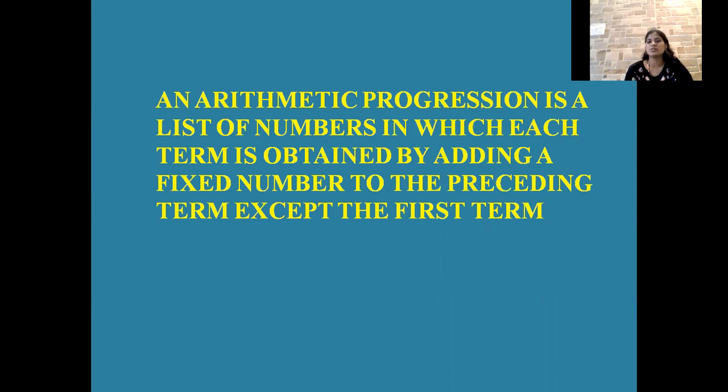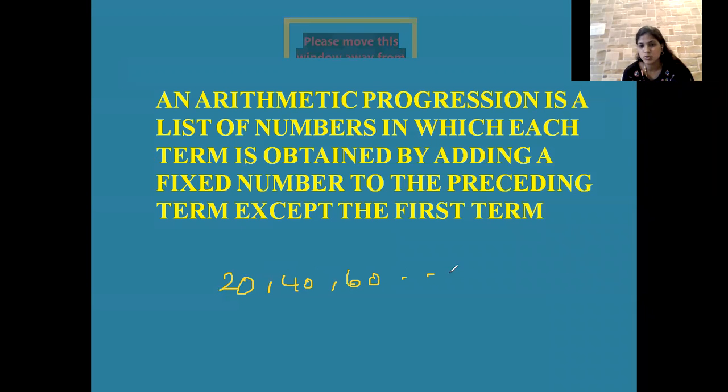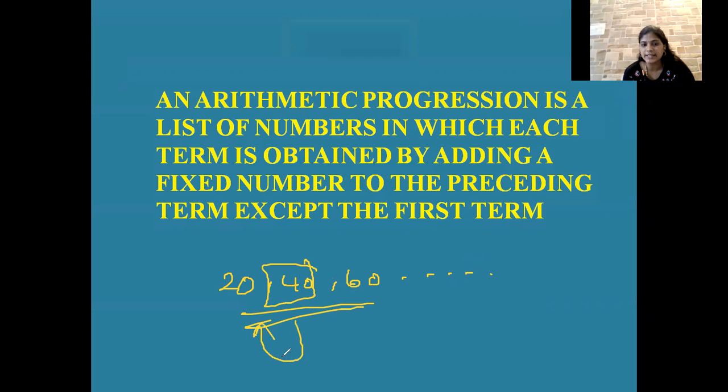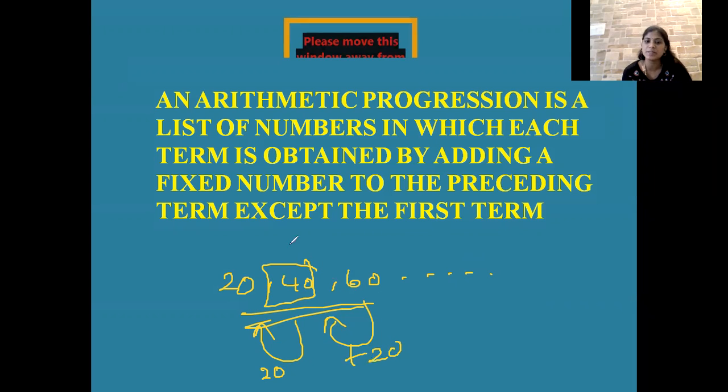Arithmetic progression is a list of numbers in which each term is obtained by adding a fixed number to the preceding number, except for the first term. Let me explain this definition with an example. If you take 20, 40, 60 and so on as the example, 40 is obtained by adding 20 to its preceding term, right? The 60 is obtained by adding a fixed number 20 to its preceding term.